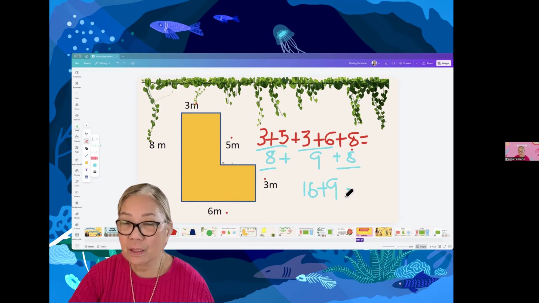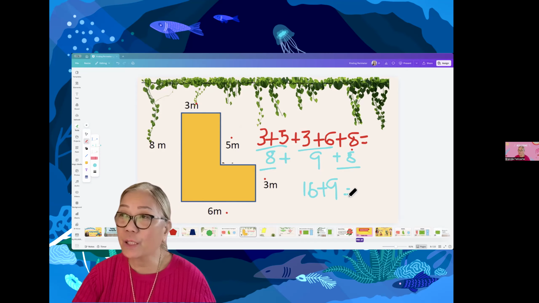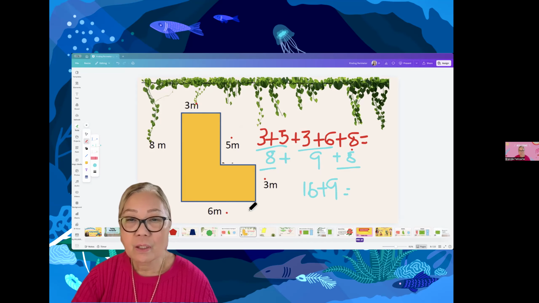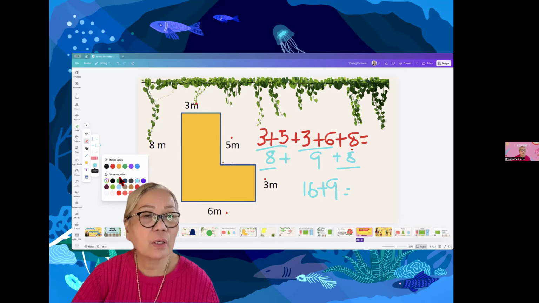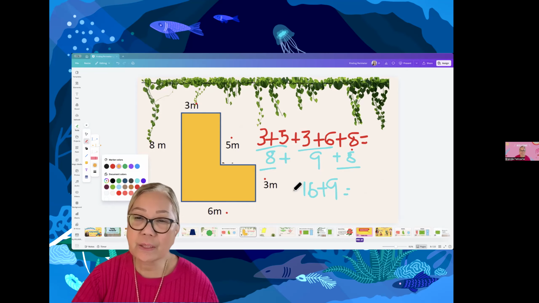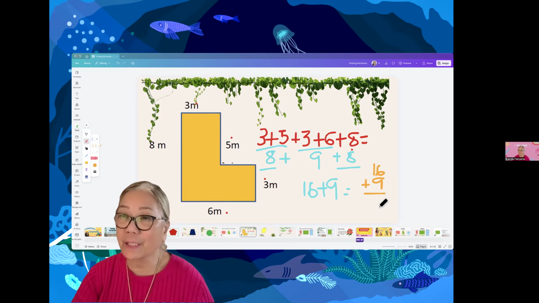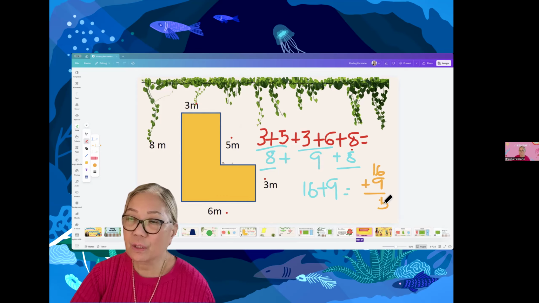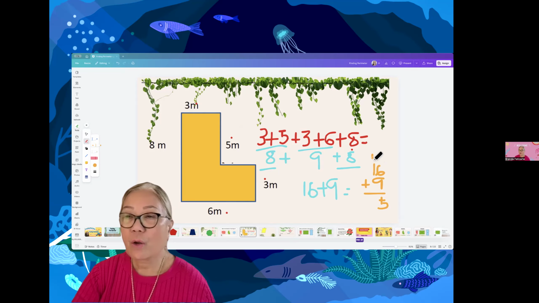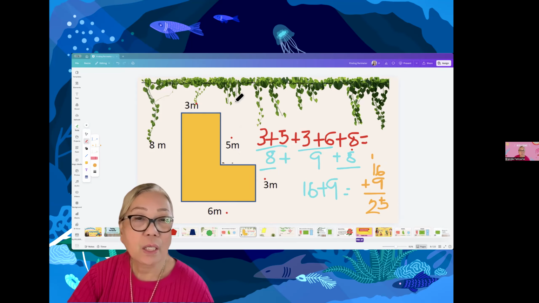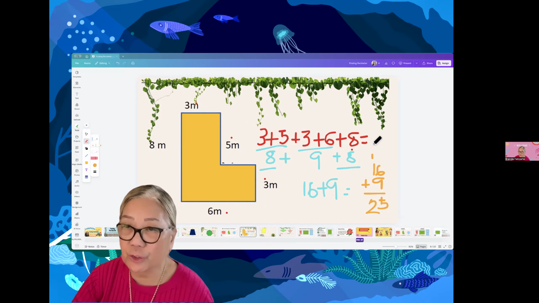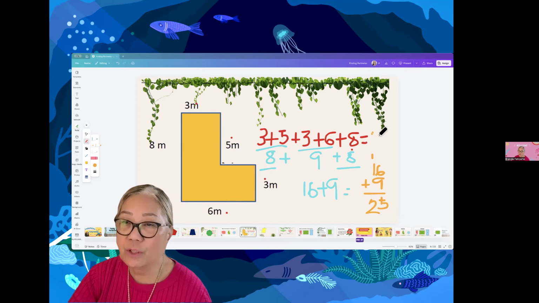All right. 16 plus 9, you got to use your vertical. All right. 16 plus 9. That's too big. 6 plus 9 is 15. Regroup. 1 plus 1 is 2. So, the length around this figure or polygon is 25.